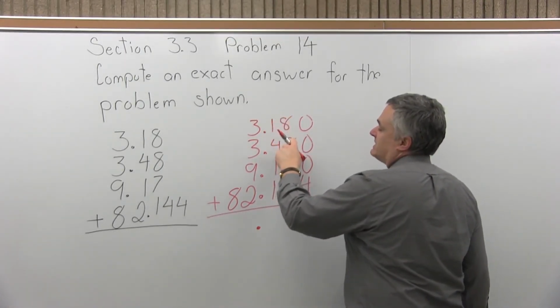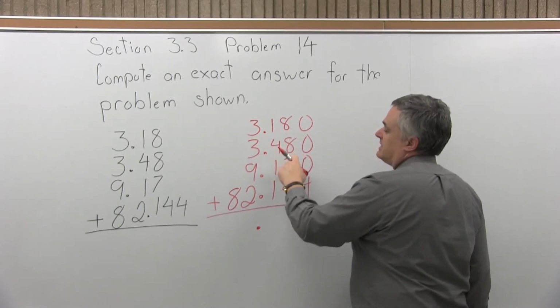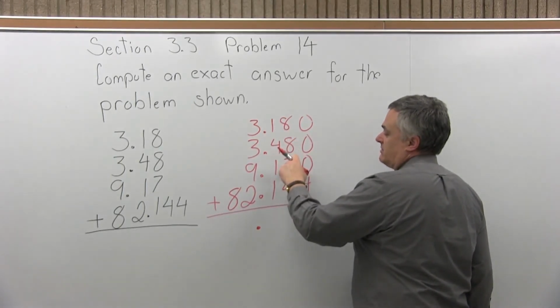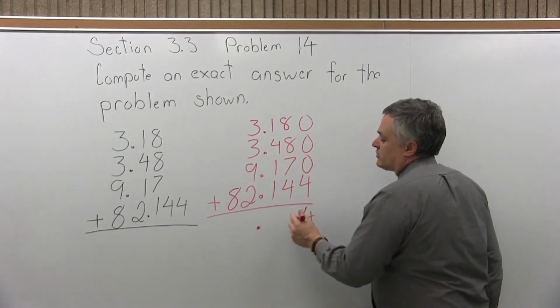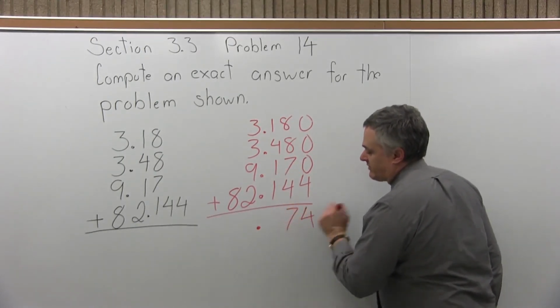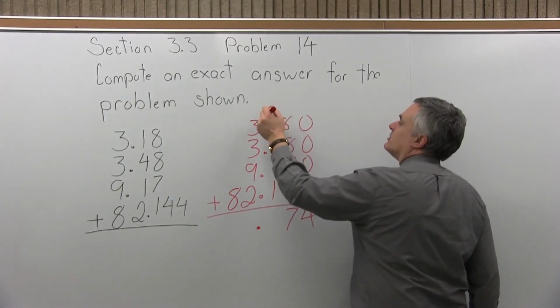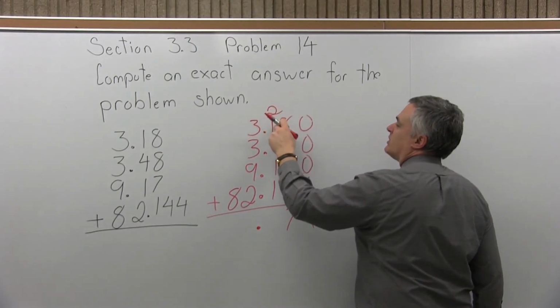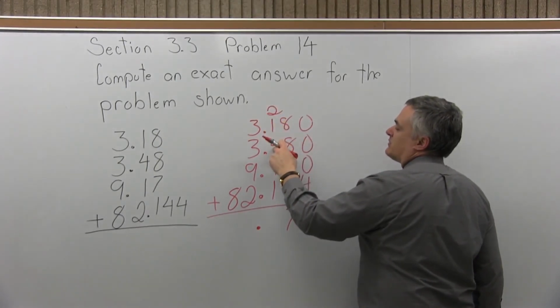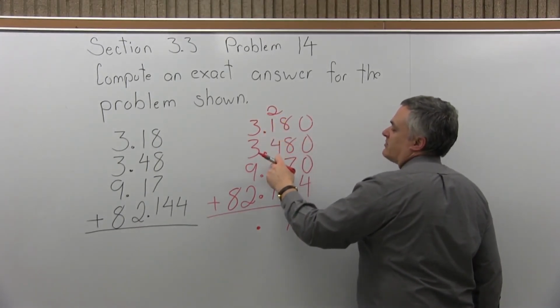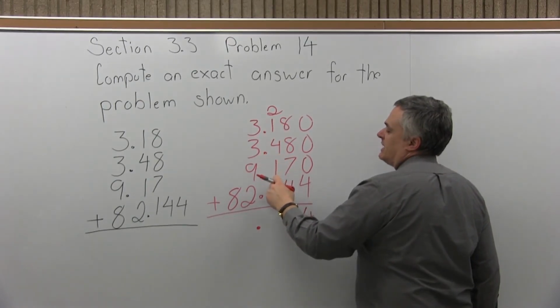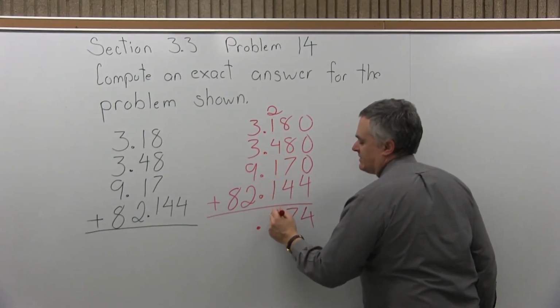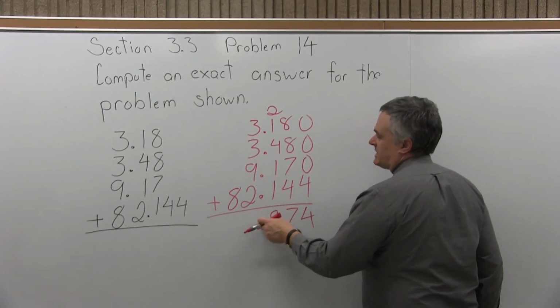Now I can start with the column with the 8 on the top. 8 plus 8 is 16. 16 plus 7 is 23. 23 plus 4 is 27. So for 27, I'll write the 7. Carry the 2 to the top of the next column. 2 plus 1 is 3. 3 plus 4 is 7. 7 plus 1 is 8. 8 plus 1 is 9. Nothing to carry. I've got my decimal point.